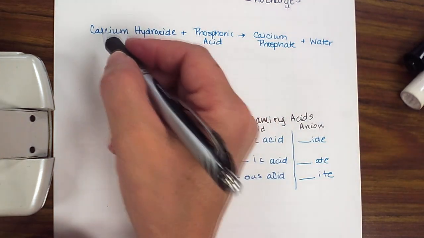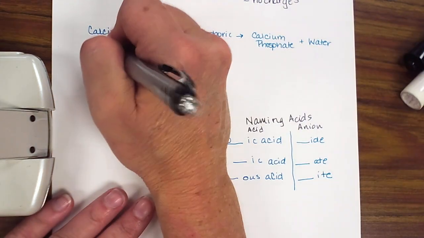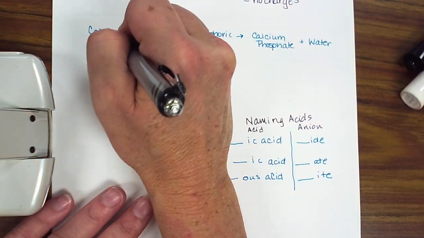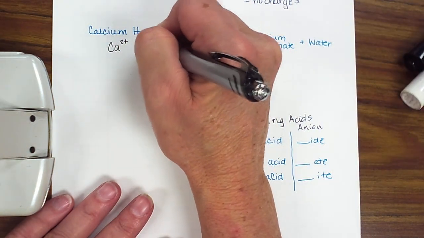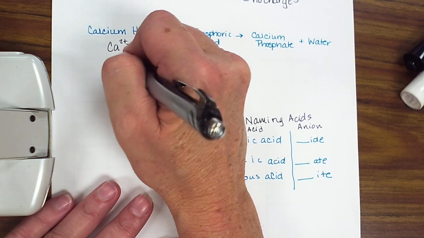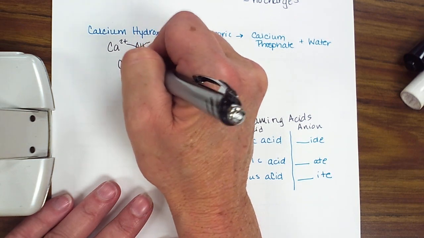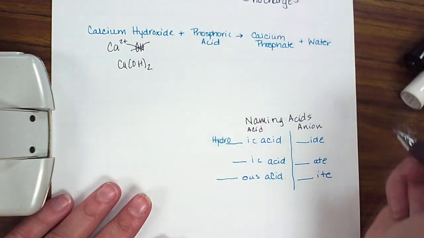So let's take a look. First, we have calcium hydroxide. So I'm going to take Ca, which is 2 plus, off my periodic table, and OH minus. And I crisscross, so I get Ca and then OH in parentheses with the 2.